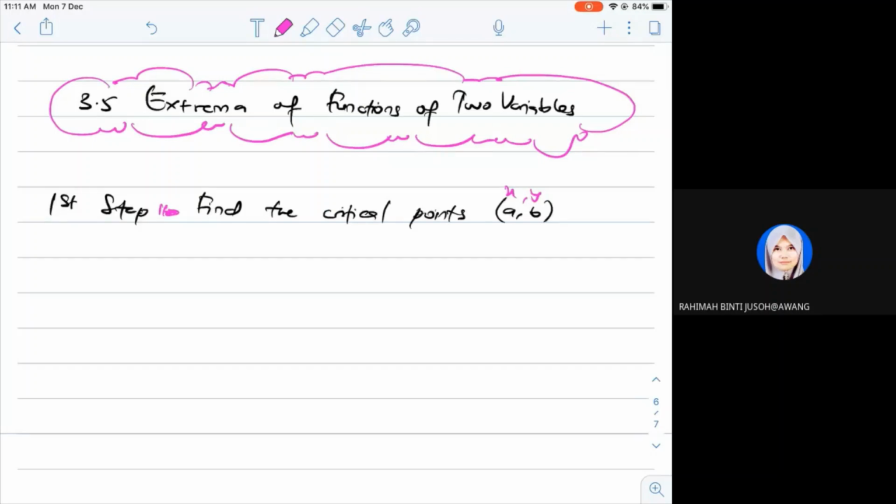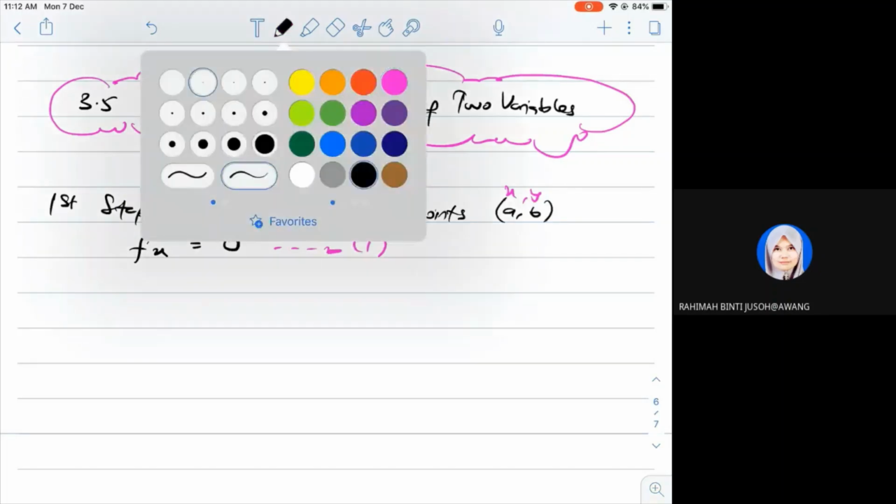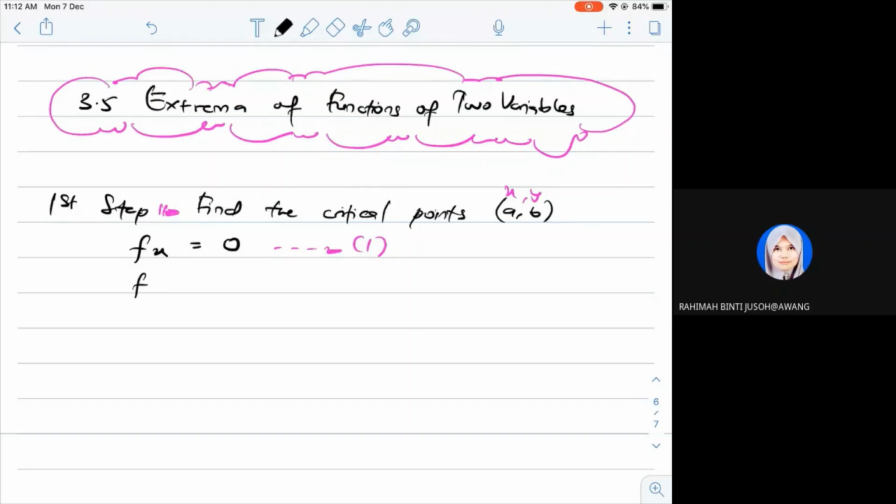Okay, so first step, you need to differentiate your f with respect to x, and then equate this with 0. You have to equate it with 0. So from here, this is your first equation, Equation 1. After that, you need to differentiate your function f with respect to y, and again, equate this with 0. So that from here, you can have the second equation.